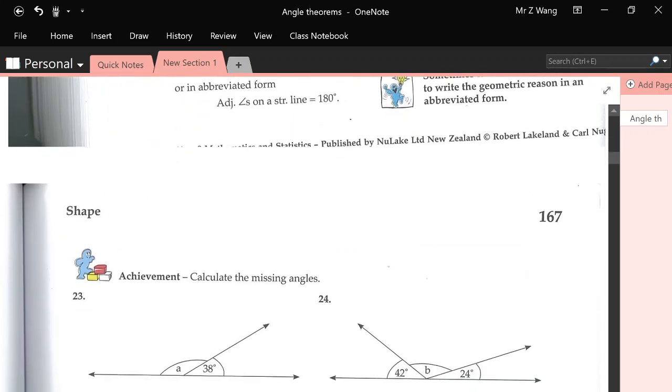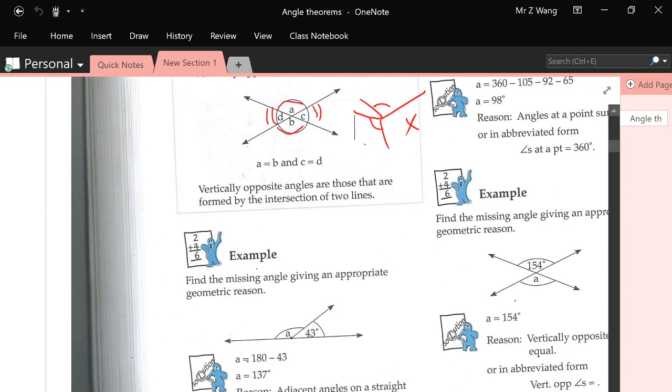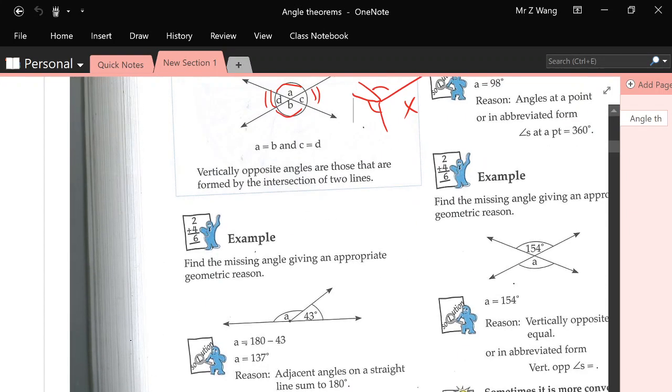Okay, they offer some examples. Find the missing angle given the appropriate geometric reason. So in the test, you must say the reason, right? They're given on a straight line. You have two angles. One is 43. What is the other one? That's pretty much what it's saying. So you go 180 minus 43, because they are sharing one straight angle, which is 180.